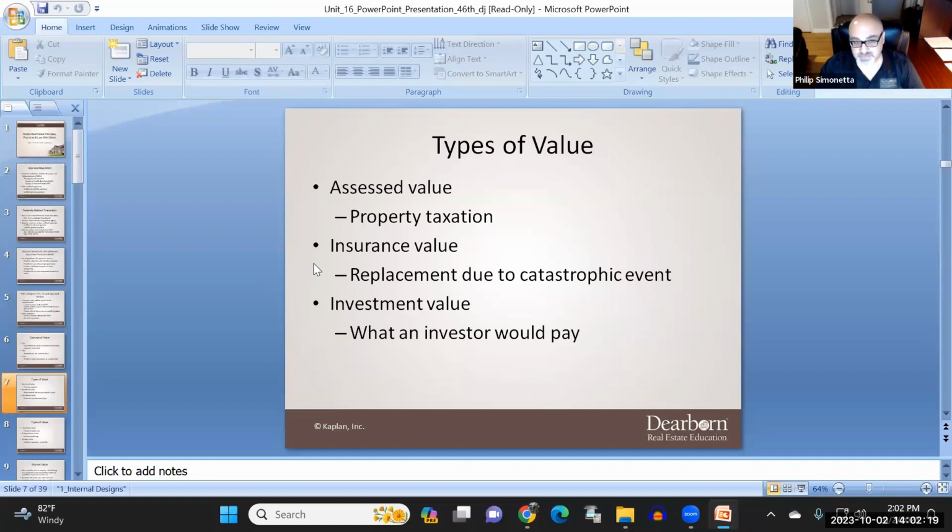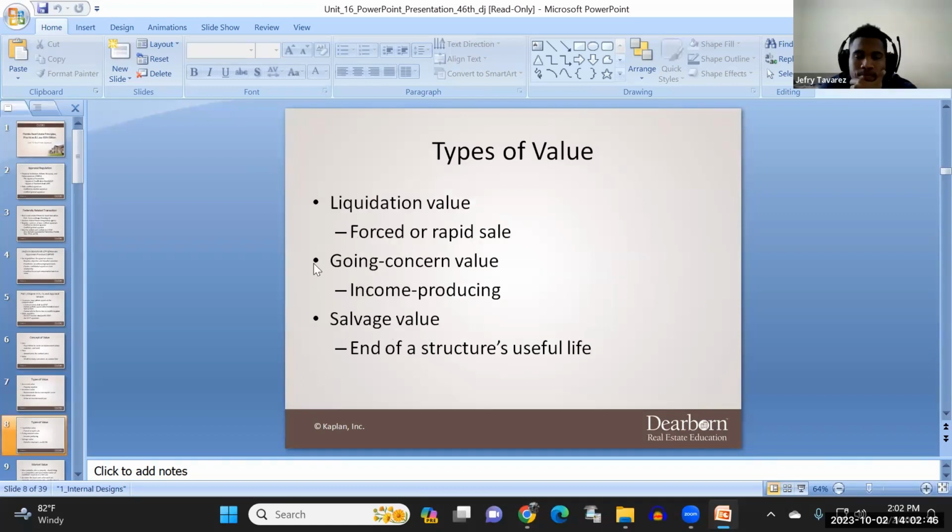So, types of value. You have the assessed value, which is what they use for property taxation. You have the insurance value, which is a replacement due to a catastrophic event, like a hurricane or tornado. You have an investment value, what an investor will pay. So an Airbnb property may have a higher value because they're making more money on that than on a normal investment property. That's an example of investment value. You have liquidation value, which is when a property is being sold for a rapid sale.